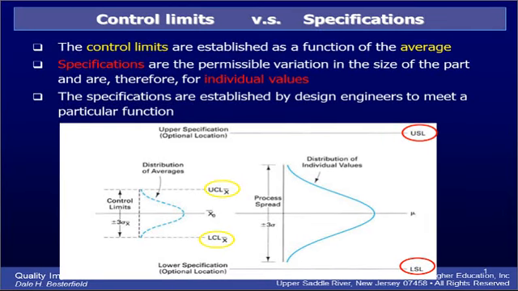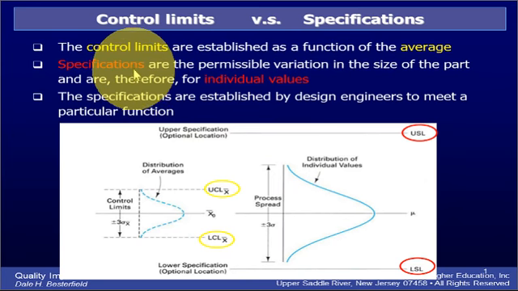Hello class, today we're going to talk about specifications. So I will first introduce a set of very important concepts that you should be able to identify. The control limits, as we have learned so far, are established as a function of the average, right? So we use the dashed lines, the dashed curves, for the distributions and the control limits for the averages. And we use solid lines and solid curves for the individual values.